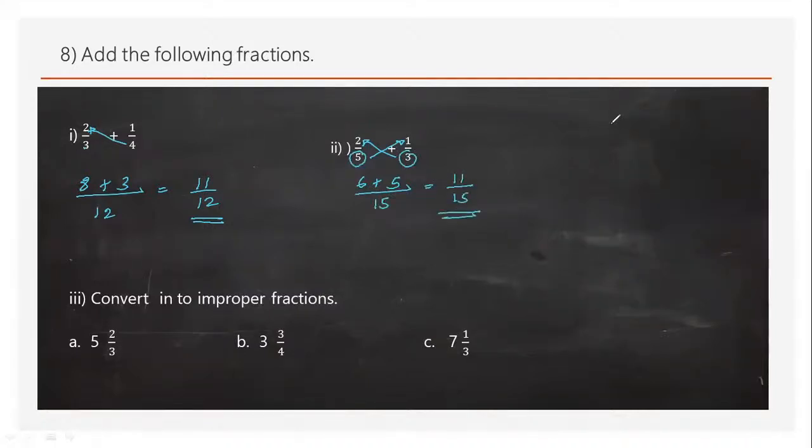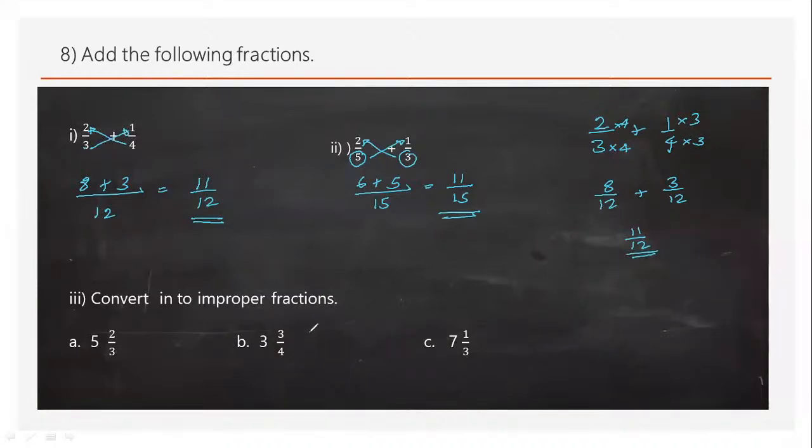If some children used to do it like this, 2 over 3 plus 1 over 4, we want to make a common denominator. This is by 4, this is by 4, this is by 3, this is by 3. 2 times 4, 8 over 12 plus 3 over 12. Then 8 and 3, 11 over 12. This way is also correct, right? I just explained you this method because it is easy for you to do.